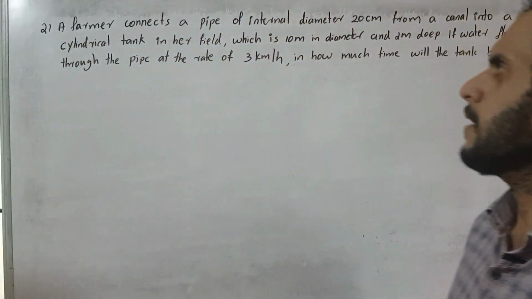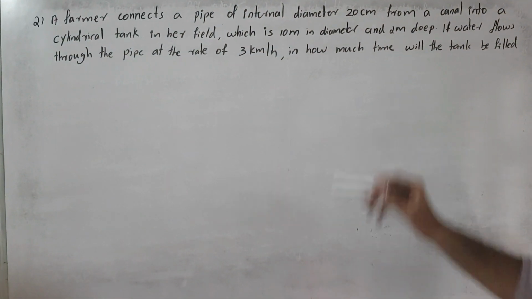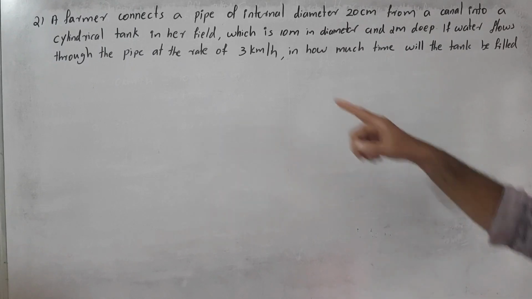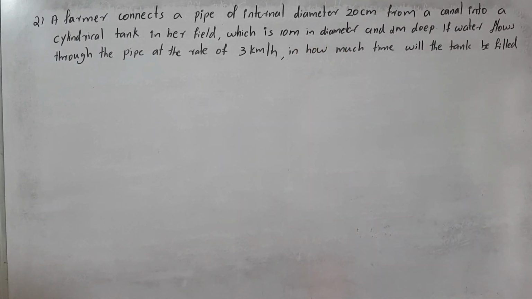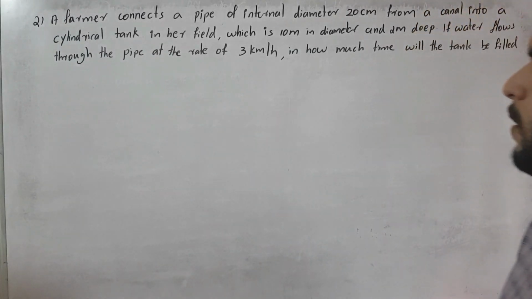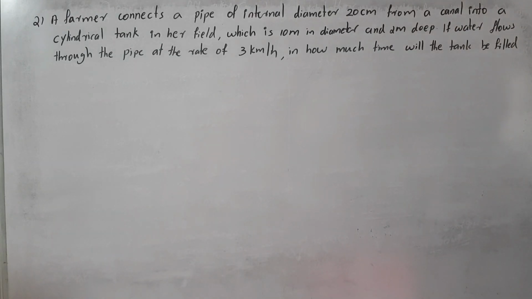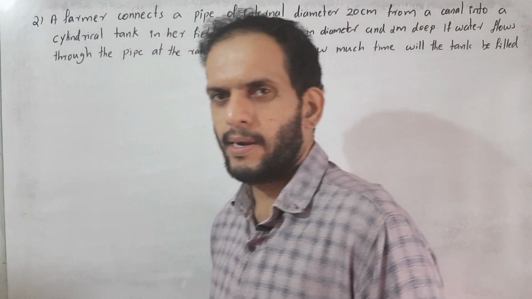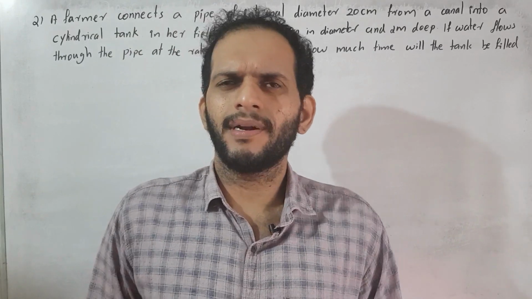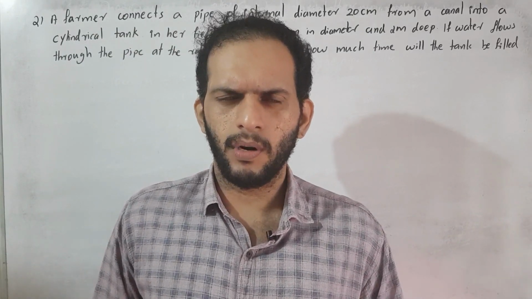A farmer connects a pipe of internal diameter 20 centimeter from a canal into a cylindrical tank in her field, which is 10 meter in diameter and 2 meter deep. If water flows through the pipe at the rate of 3 km per hour, in how much time will the tank be filled? Okay, then what is an idea? Is very clear. Here we want to find out the time when the tank be filled by the water.